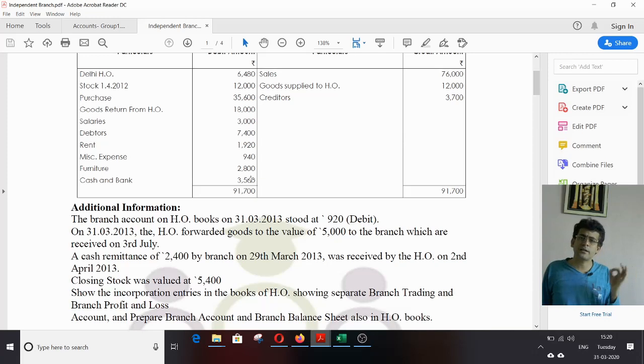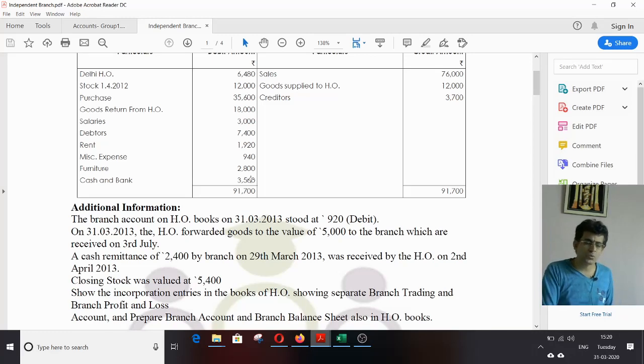So immediately on the day, what is the head office doing? Branch account debit to goods sent to branch. Done. Increased. But the goods are not yet received by the branch. So ultimately, on the date if I close the books, definitely there will be a gap. The branch account balance is different, the head office account balance is different. I mean to say, in the head office books the branch account balance is different, and in the branch books the head office account is different.